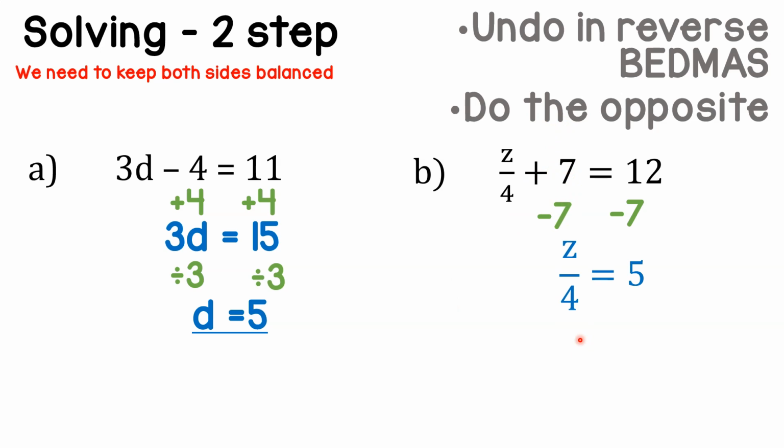Then we've got a divided by 4 there. So the opposite of dividing by 4 is multiplying by 4. So we do that to both sides. Now that's just going to make this side here Z, and this side here 20.